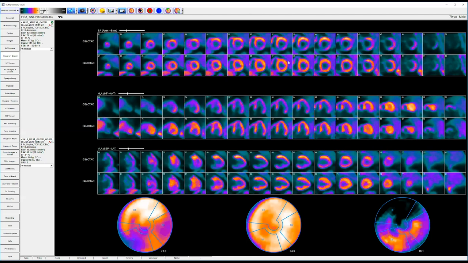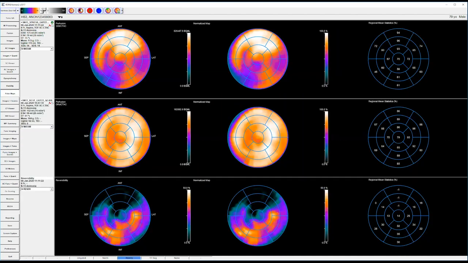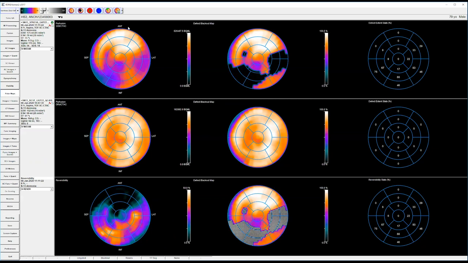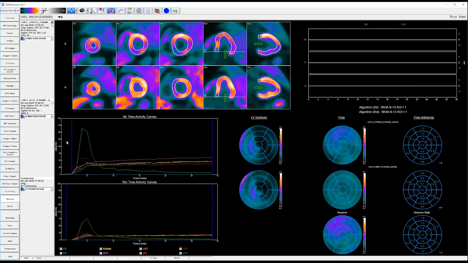So you can see the decreased uptake in the inferior wall here and in the inferior septum. These are the polar maps here, showing these two territories are completely reversible. I'm sorry, because I had to restart this whole thing, so I don't have our CFR data available here, but I can make it available offline later on as needed.